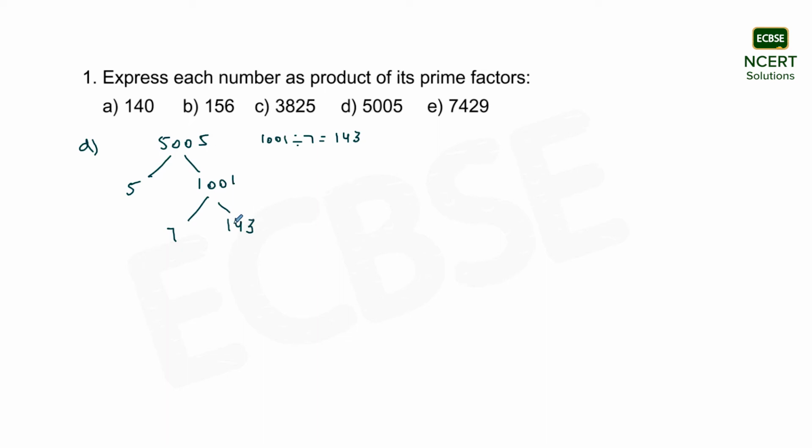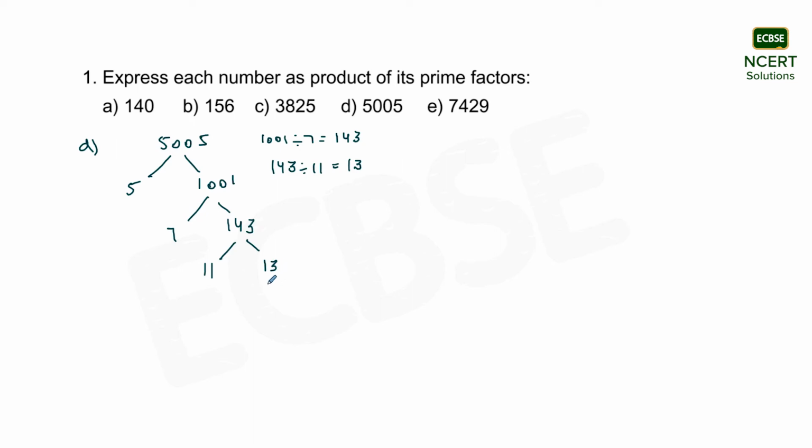Now the number 143 is not divisible by 2, not by 3, because the sum 1 plus 4 plus 3 comes out to be 8. It's not divisible by 5 because the unit place is not 5 or 0. It's not divisible by 7 also. But if I look for the prime factor 11, 143 on dividing by 11 gives 13. Meaning this number is divisible by the prime factor 11. So I can take the prime factor 11 out from this number, and here I'll be left with 13.